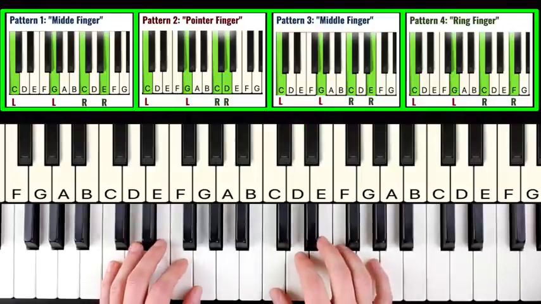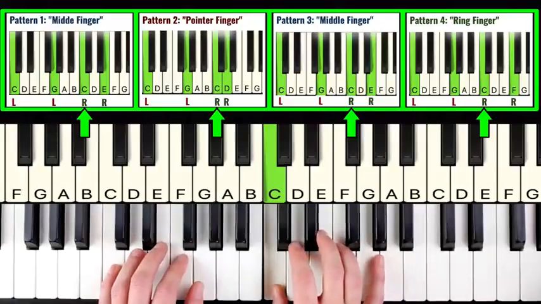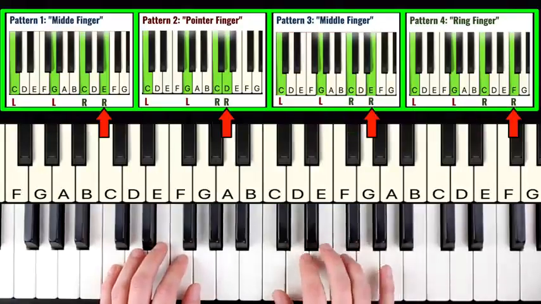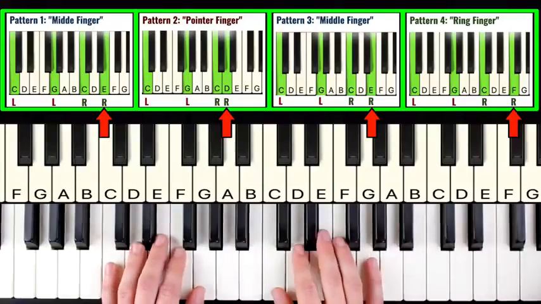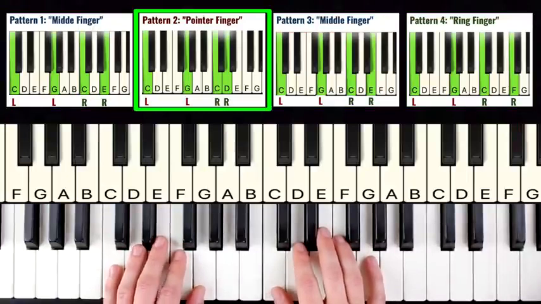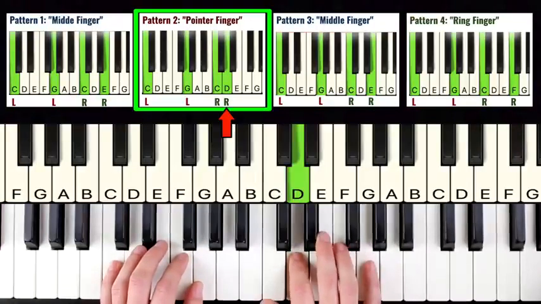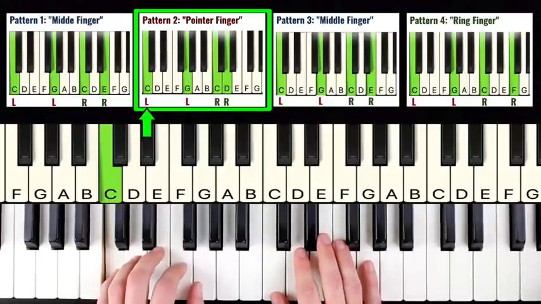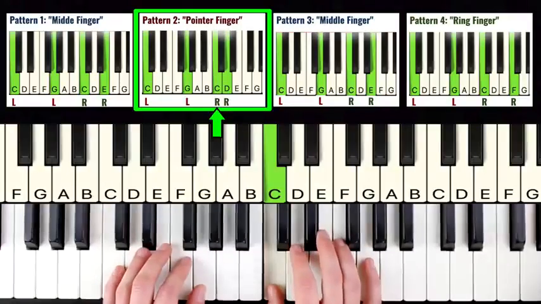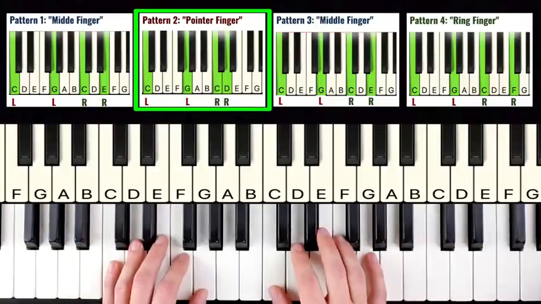And you'll notice for all of these patterns, the first 3 notes are the same. It always goes pinky, thumb, thumb, and then the only thing that changes is this top note in the right hand. Everything else stays the same to make it nice and simple for you. So pattern number 2 goes like this. Pinky, thumb, thumb, pointer. Try repeating that over and over and get it in your fingers. Pinky, thumb, thumb, pointer.